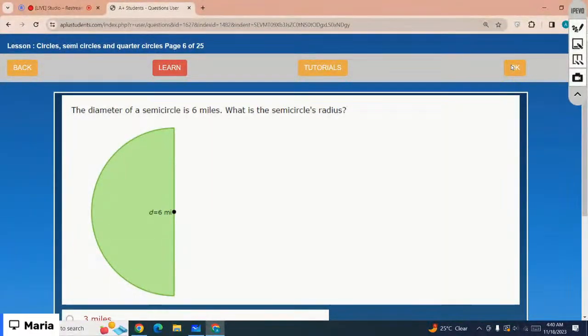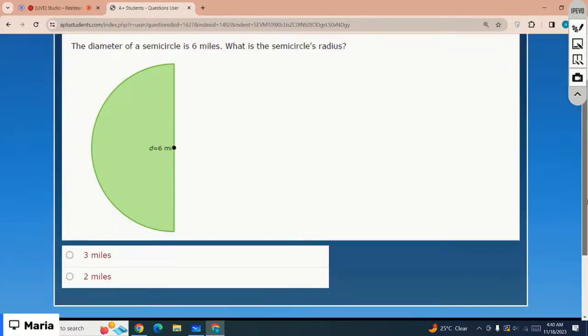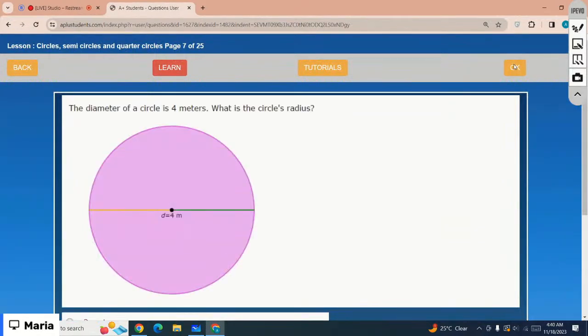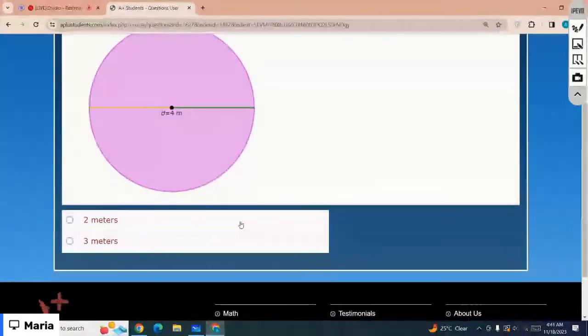Okay, the diameter of the semicircle is 6 miles. What is the semicircle's radius? Radius is always half of the diameter. So the diameter is 6, then the radius is 3 miles. The correct option is 3 miles, right? The diameter of the circle is 4 meters. What is the circle's radius? You are given the diameter, so the correct option is, radius is always half of the diameter. So that would be 2 meters, right?